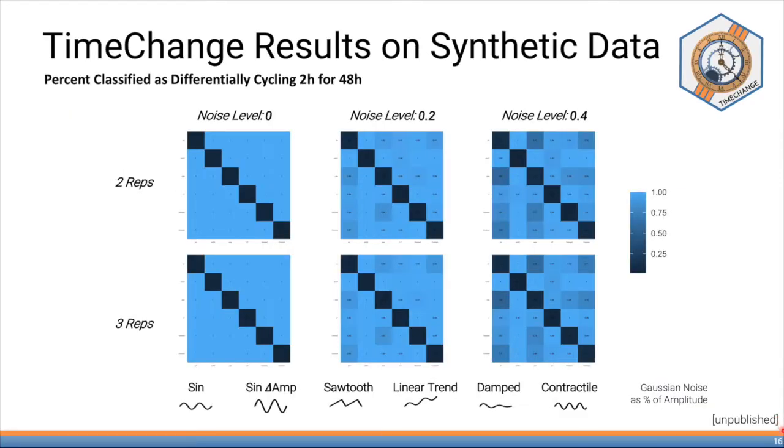Having implemented the Fasano-Franceschini statistical test for the time change algorithm, we went on to test time change on both synthetic and biological data. Preliminary results of using time change on synthetic data demonstrated the ability to reliably discriminate different cycling dynamics across varying noise levels, replicates, and waveform shapes.